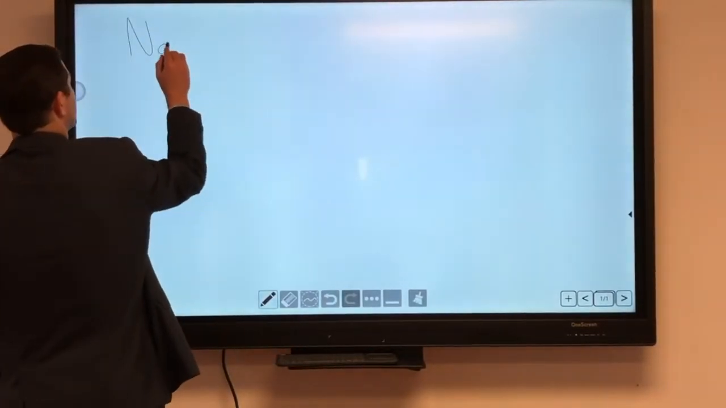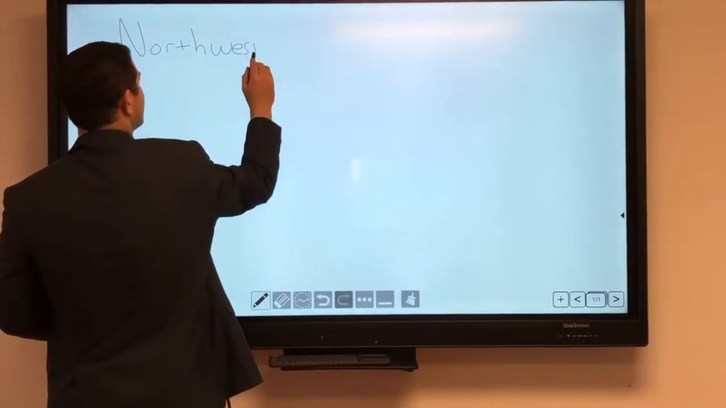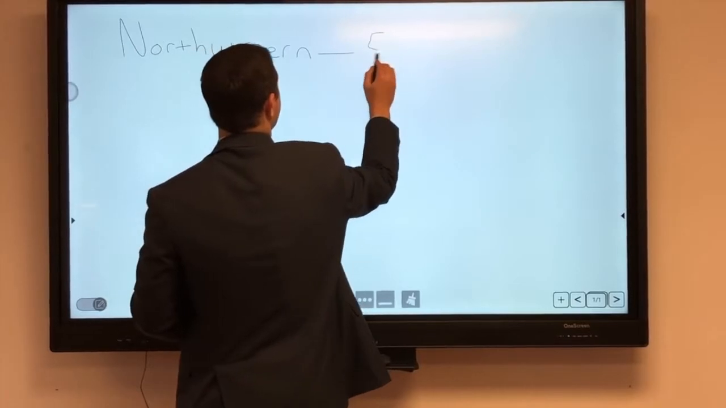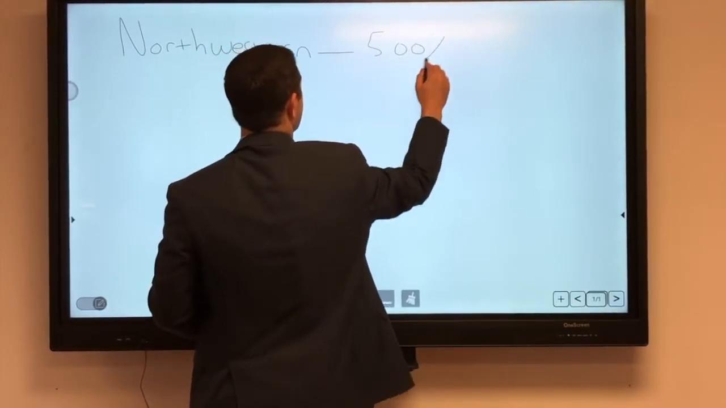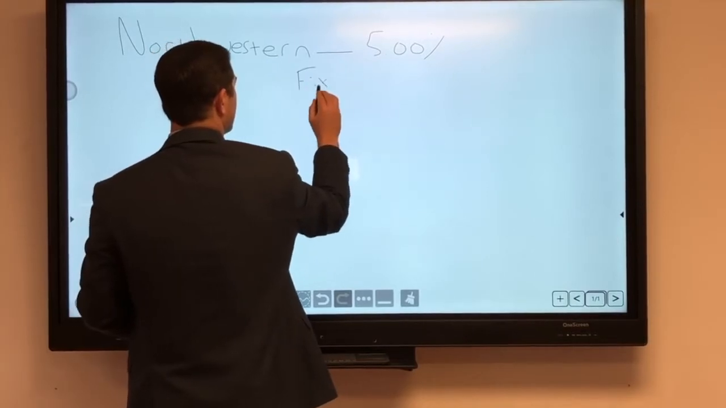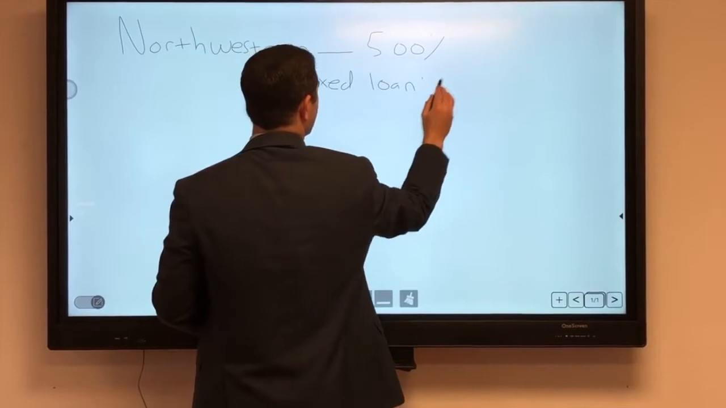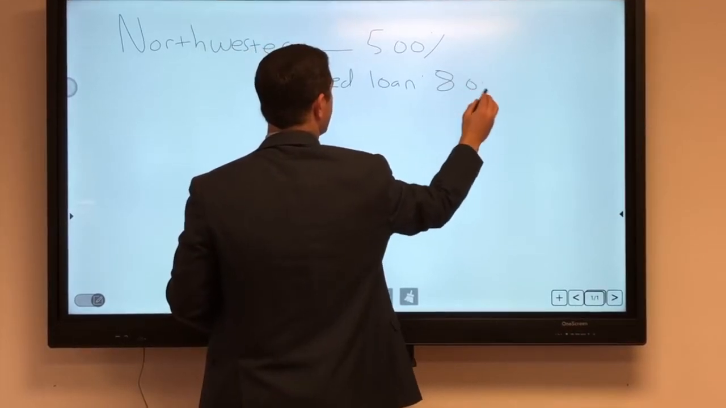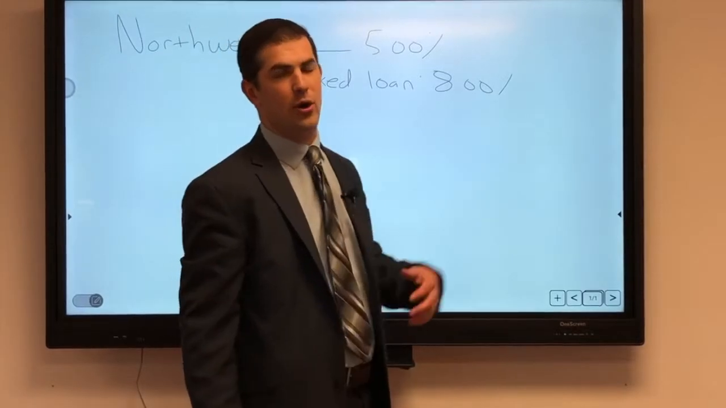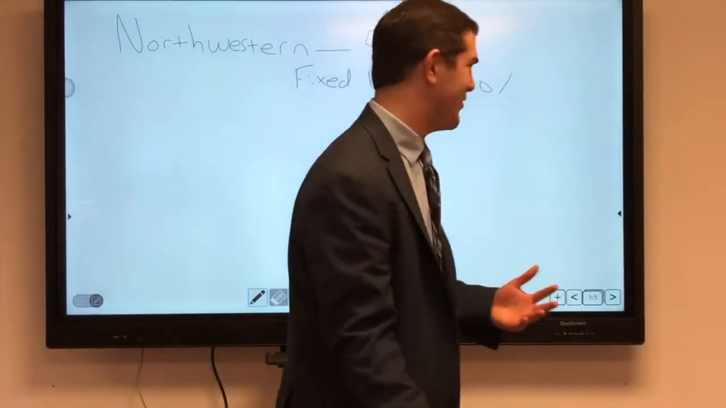So we've got Northwestern. Present dividend rate, 5% flat. Fixed loan rate of 8%. All right, again on paper, that's a 3% spread. Like, why would I borrow? I wouldn't if I was not educated. That's what I want to know here.